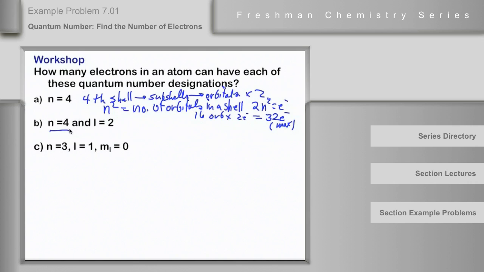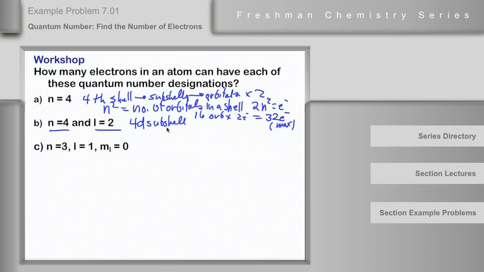We have n is equal to 4 and L is equal to 2. If n is equal to 4, L can take values of 0, 1, 2, and 3. In this case, L equal to 2 specifies a particular subshell. Which subshell is it? The 4D subshell. And how many orbitals are there in the 4D subshell?